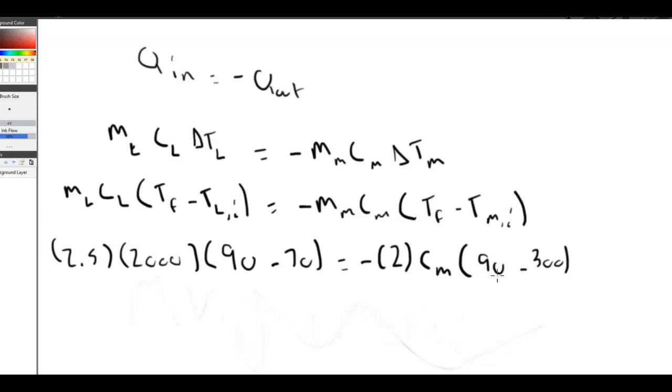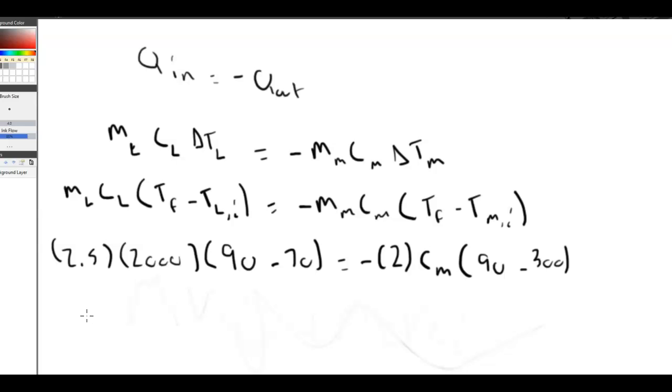Now notice that 90 minus 300 is going to be a negative value. That negative is going to cancel out with this negative sign. And so again, that's why this negative sign is in here, basically to make the signs come out correct, because when you have Q in and Q out, they should be the same value, but of course Q out should be negative, and so we stick that extra negative in there to make that minus sign go away.